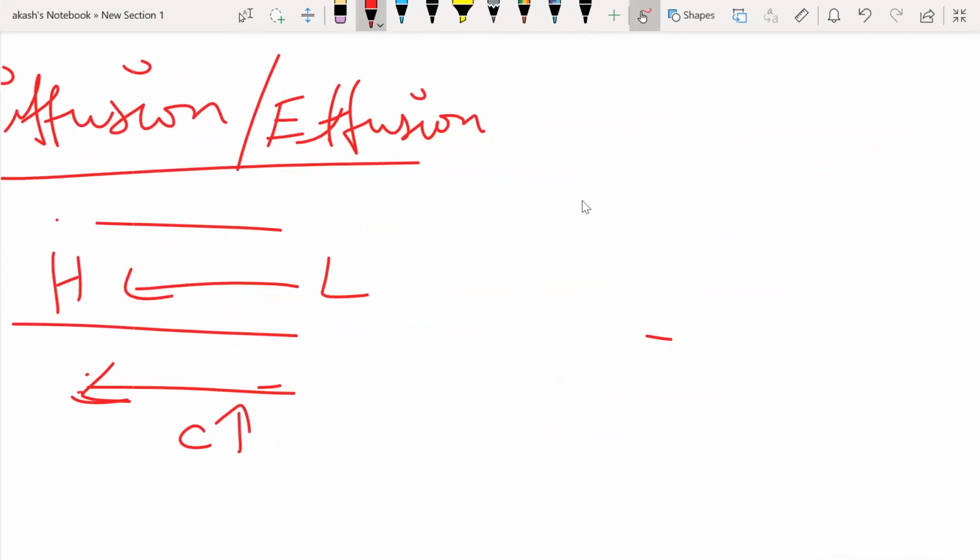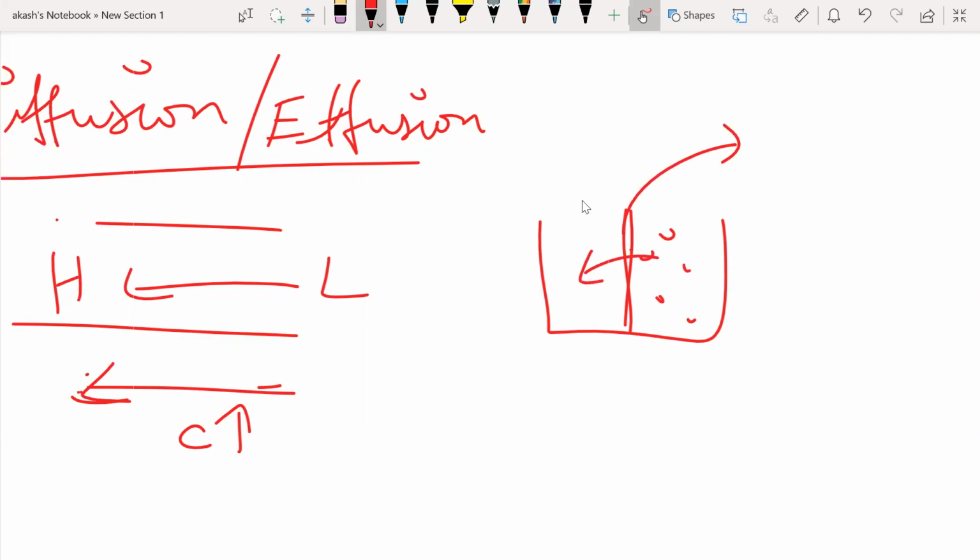Say if I have a vessel, and say there's a partition here. If I have a plate which is dividing these two parts, and say there are gaseous molecules only this side, then as soon as I remove this, you will see that the gas molecules are going to go from this side to this side. So obviously, here I had higher concentration.